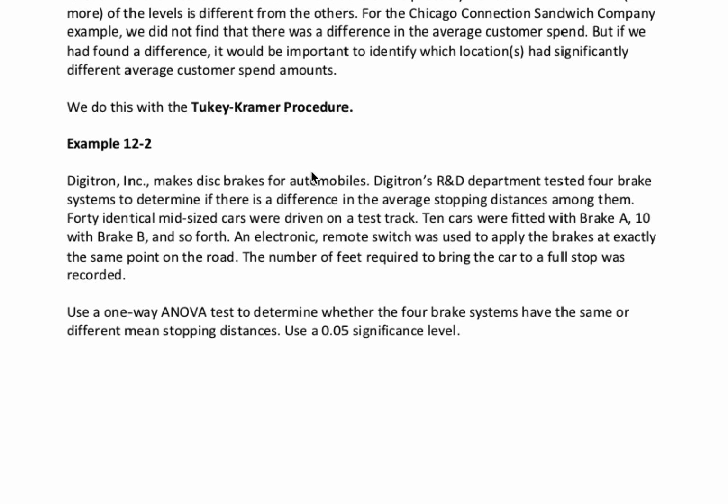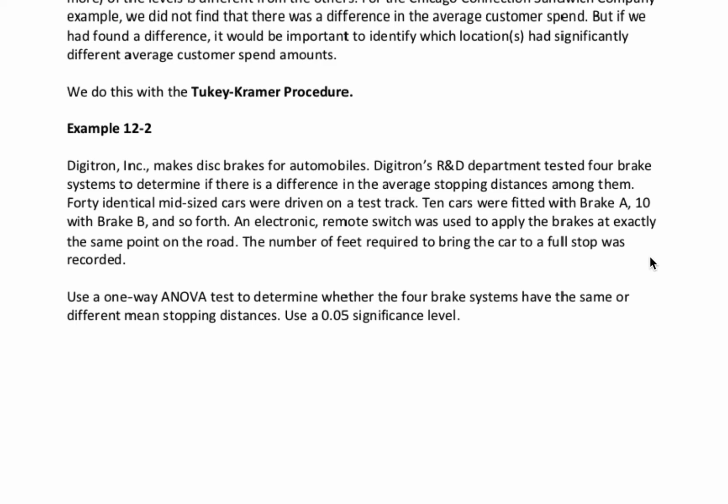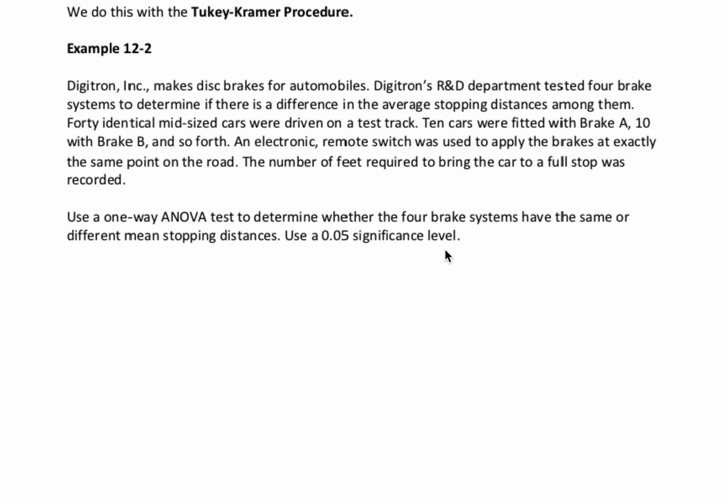We have a company that makes disc brakes for automobiles, and they're testing 4 brake systems to determine if there is a difference in the average stopping distances. So we have our 4 systems, system A, B, C, and D, and we are testing them each on 10 cars and recording the number of feet required to bring the car to a full stop. So we want to use a one-way ANOVA test to determine whether the 4 systems have the same or different mean stopping distances. And we want to use a significance level of 0.05.